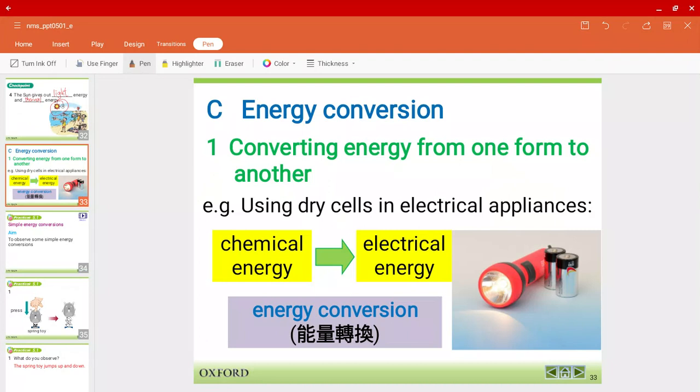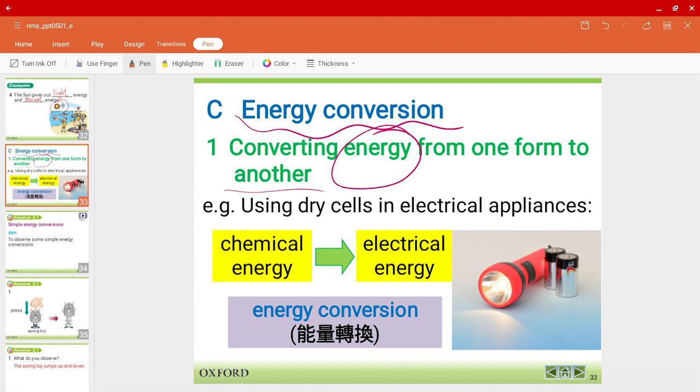In this video, we're going to talk about energy conversion. In the previous video, we already learned about what forms of energies there are. So let's see how we can convert one energy to another.